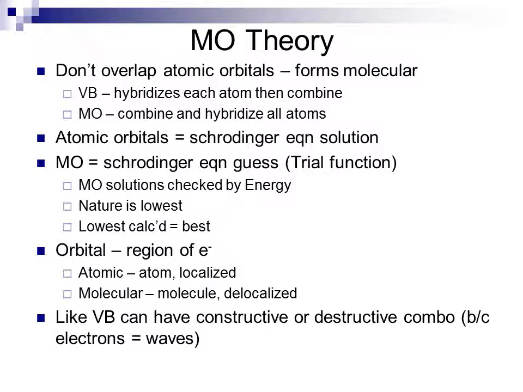Like valence bond theory has constructive or destructive combinations where we can either build up or break down based upon our combination of the orbitals, we have the same thing in molecular orbital theory. We can either combine constructively or we can combine destructively. This occurs because electrons have wave properties, and if you're familiar with waves, waves can either add constructively and build up or destructively and break down.